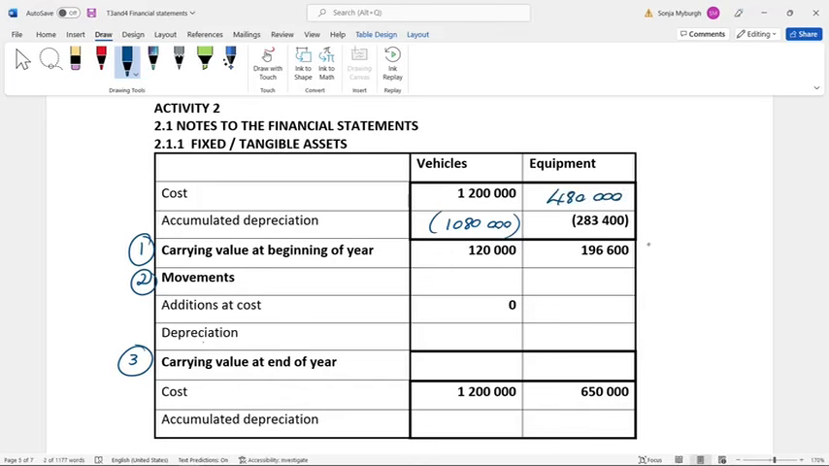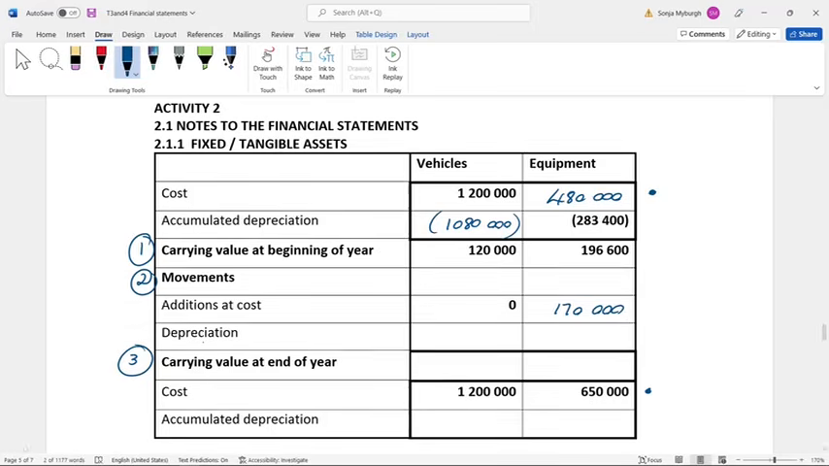They told us that the new equipment was bought on the 1st of April. At the beginning we had equipment 480, at the end 650. So the 170, the difference between the 2, the increase from the beginning of the year to the end of the year, must be the new ones that we bought. And now we must start doing the calculations.